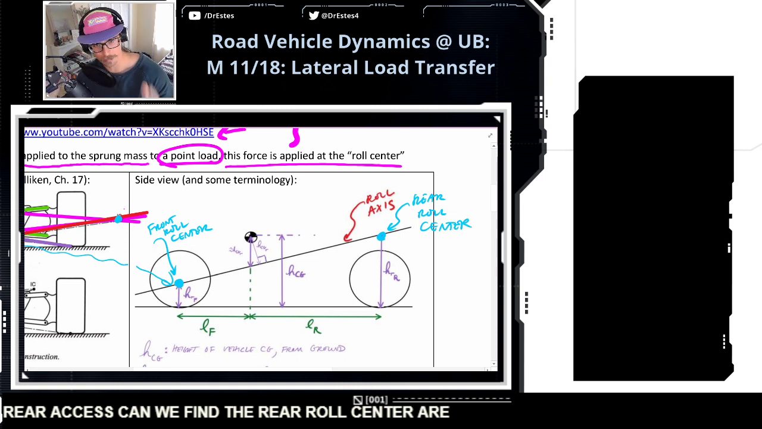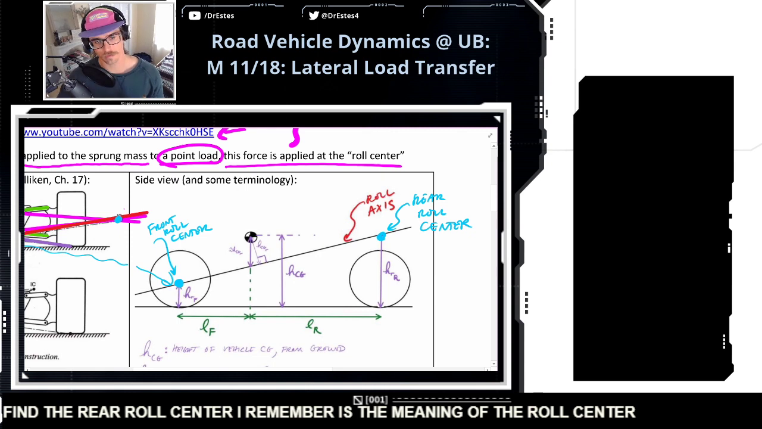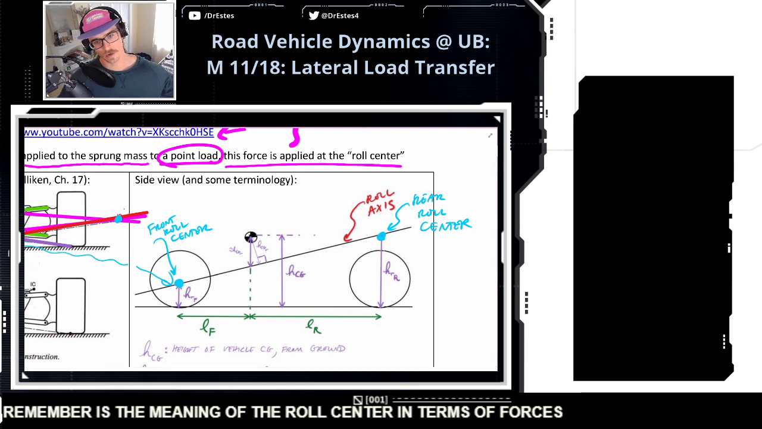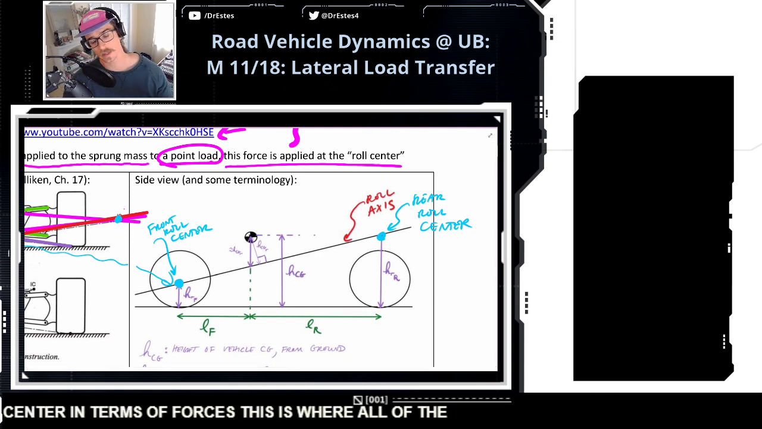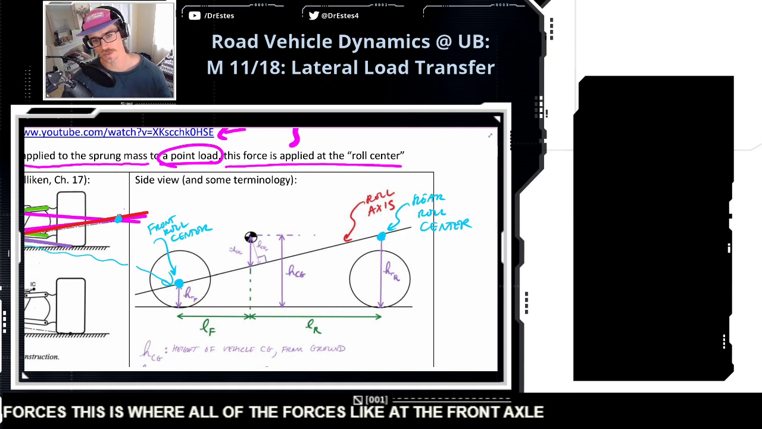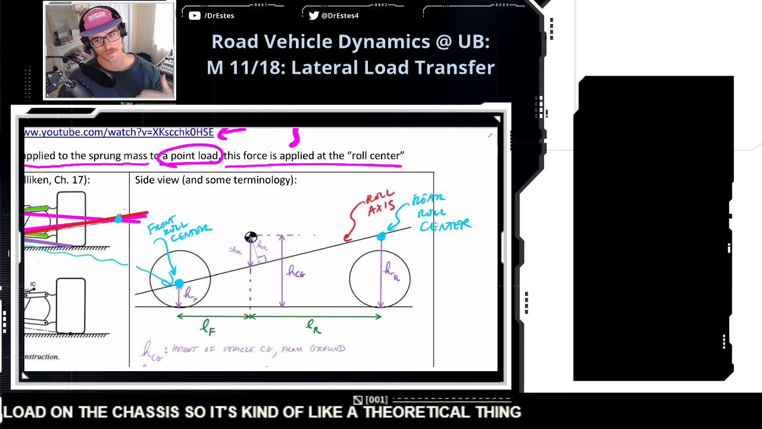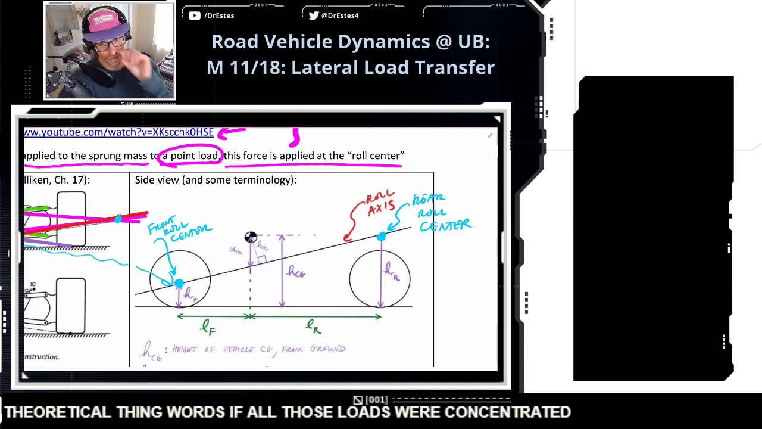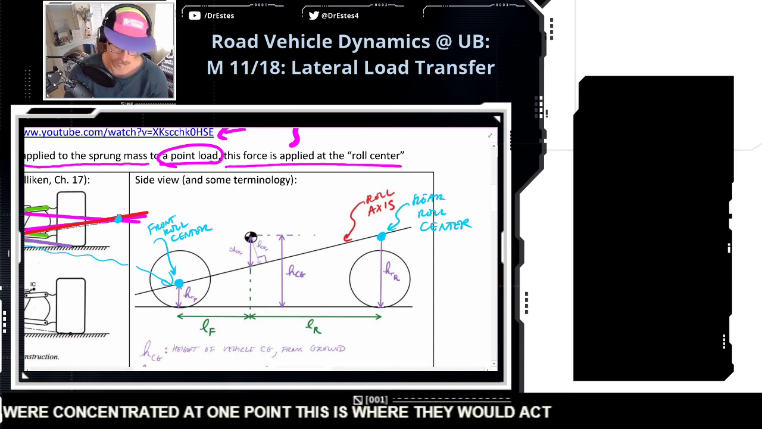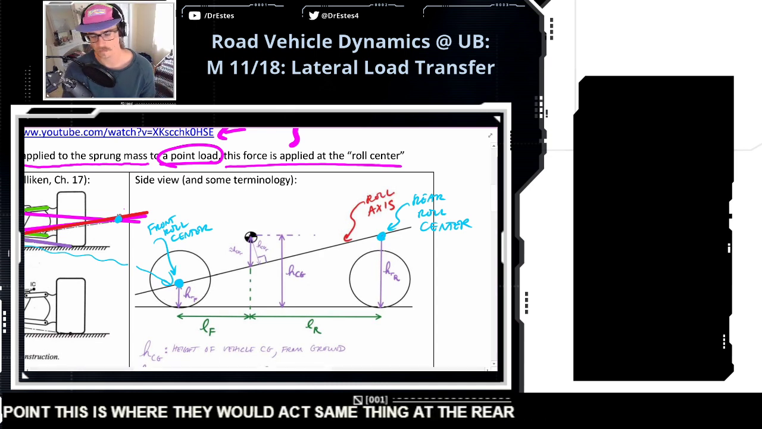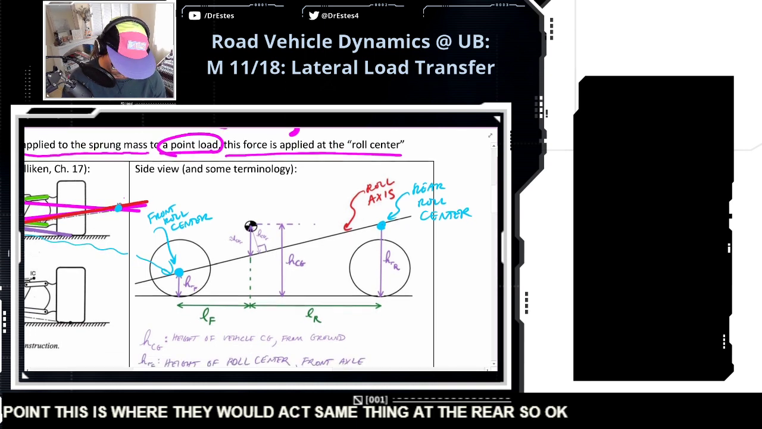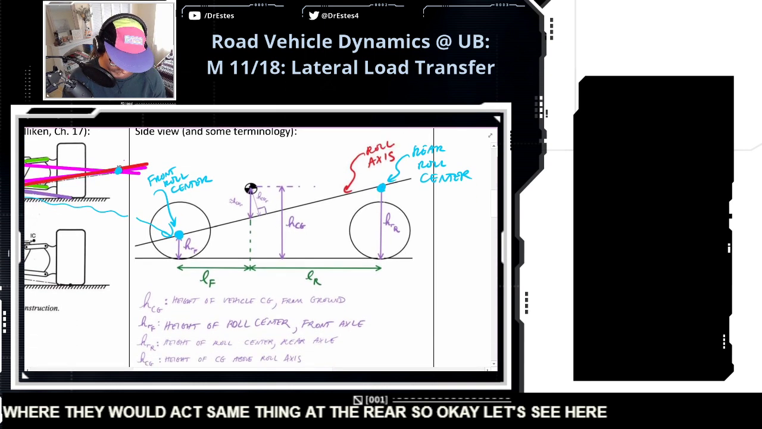And remember, the meaning of the roll center in terms of forces: this is where all of the forces at the front axle are reduced to a point load on the chassis. It's a theoretical thing where, if all those loads were concentrated at one point, this is where they would act. Same thing at the rear. So, okay, let's see here. Let's introduce some terms.